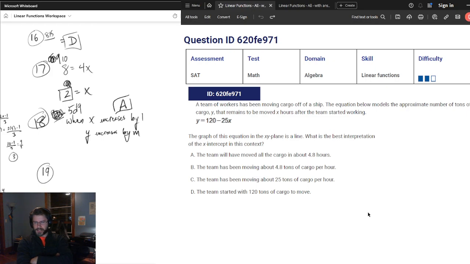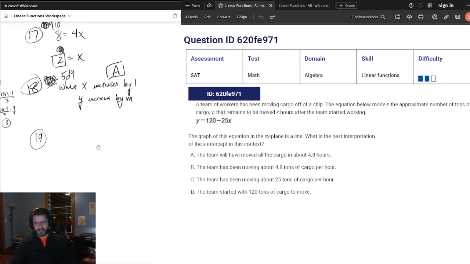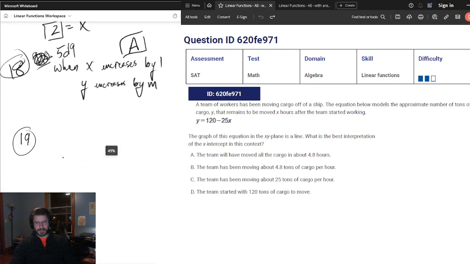that remains after X. So Y is tons, X is hours. What is the best interpretation of the x-intercept? Well, the x-intercept is when Y is 0, so that means that the tons of cargo remaining is 0. That means they've moved all of it. The y-intercept is D, so that's not the x-intercept. 120 tons of cargo at the beginning is our y-intercept. We want at the end.